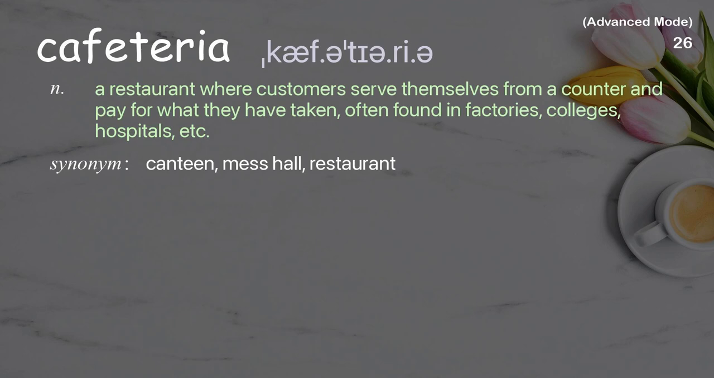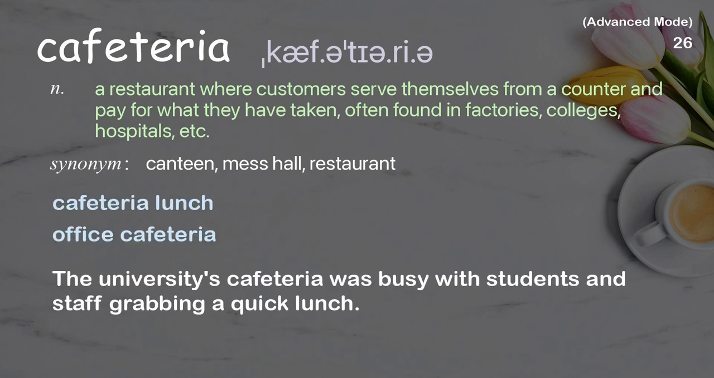Cafeteria. A restaurant where customers serve themselves from a counter and pay for what they have taken, often found in factories, colleges, hospitals, etc. Examples. Cafeteria lunch. Office cafeteria. The university's cafeteria was busy with students and staff grabbing a quick lunch.